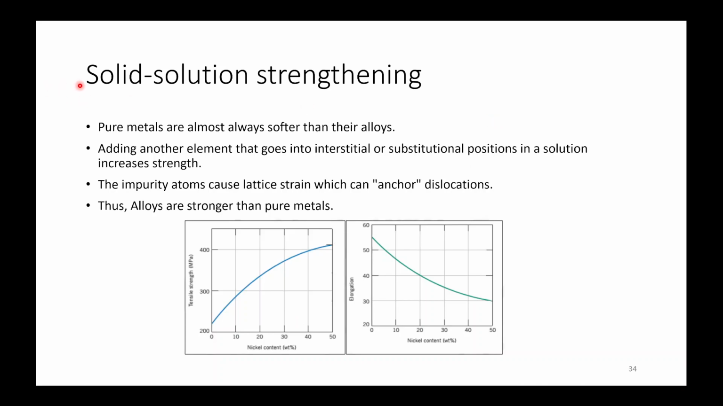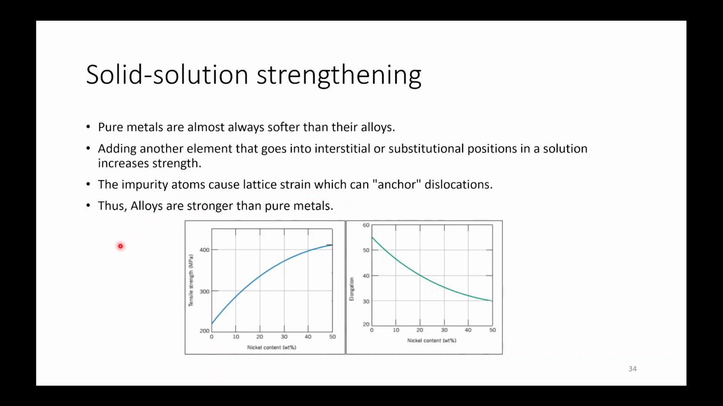Now the second strengthening mechanism is solid solution strengthening. In this case, pure metals are almost always softer than their alloys. Adding another element that goes into interstitial or substitutional position in a solution increases strength. So as we can see, as copper amount increases in nickel, your tensile strength will keep on increasing, while the elongation, which is your ductility, will decrease. The impurity atoms cause lattice strain, which can anchor dislocations. So it will interact with dislocations and lead to increase in strength.